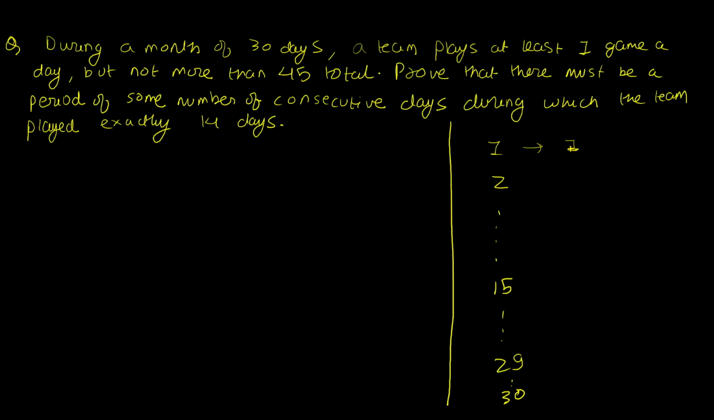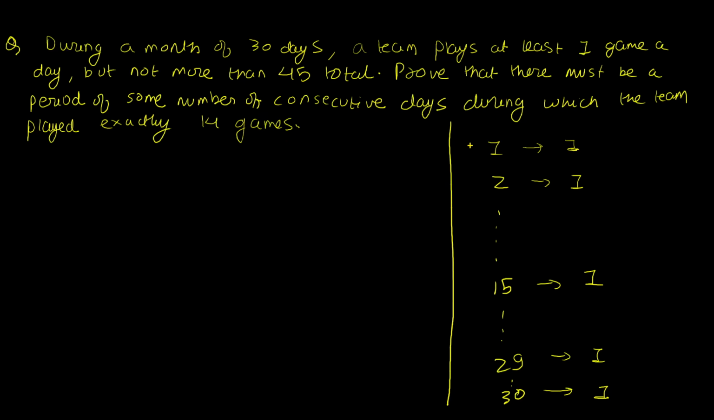So 1 game here, 1 game here. I'm not saying exactly 1, but at least 1. And it is also saying that they did not play more than 45 games. It has not told me exactly 45. So for simplicity, we'll just assume that they played 30 games. Now we need to prove that there must be a period of some number of consecutive days during which the team played exactly 14 games.